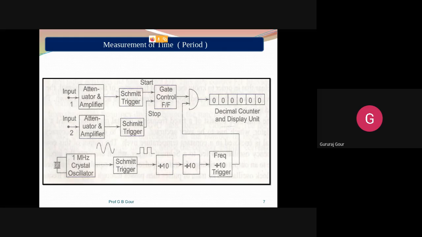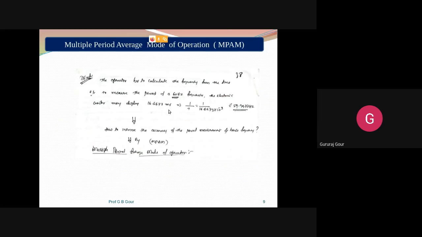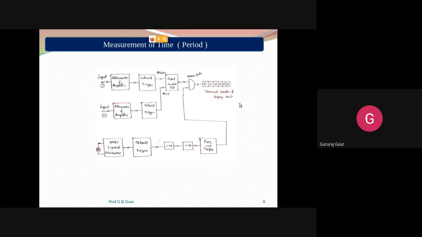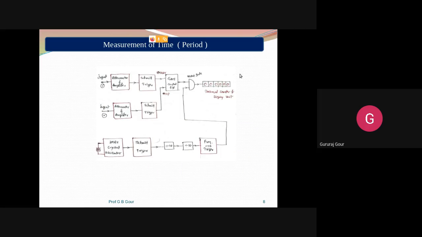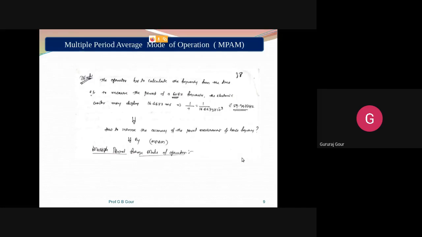Similarly, this digital time meter has one drawback. This is the diagram I got from the notes, similar to this only. So you can practice it at home and see the notes also. The operation is given there. You can easily understand it. Not much difficult. But the one important limitation of this digital time meter is this. Suppose I want my digital time meter to measure 16.6673 millisecond.